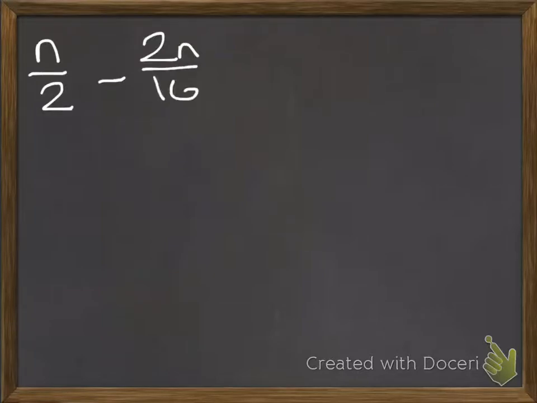All right, so let's look at number 34. Number 34 on page 98. n over 2 minus 2n over 16 equals 3 over 8. All right? Okay, so first step, find a common denominator. What is our common denominator between 2, 8, and 16? 16.